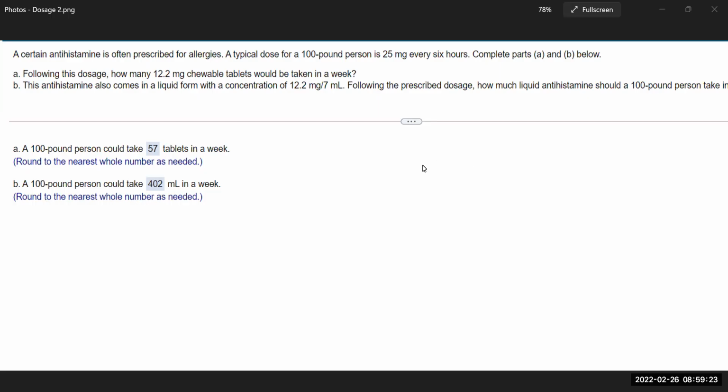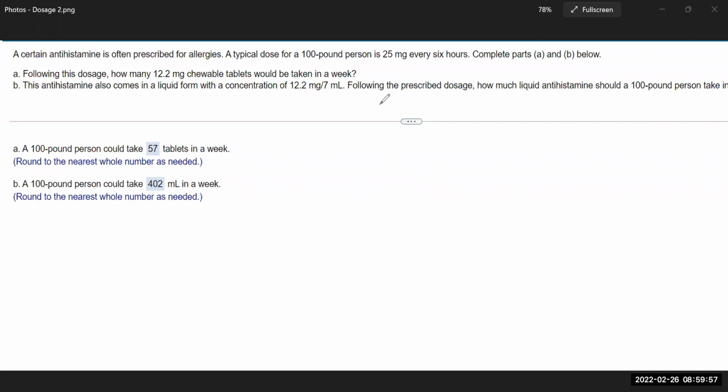All right, so let's take a look at this dosage calculation problem. It says a certain antihistamine is often prescribed for allergies. A typical dose for a 100-pound person is 25 milligrams every 6 hours. Now we want to answer questions A and B under this problem.